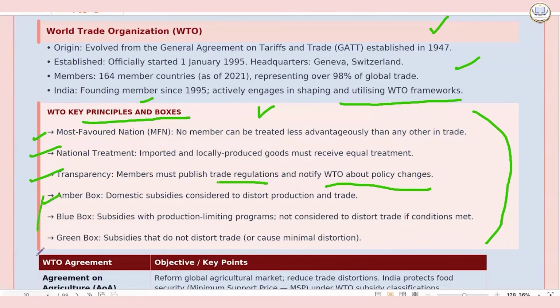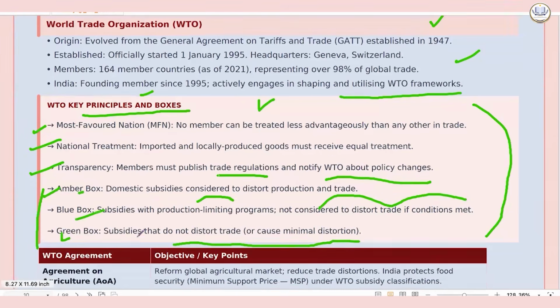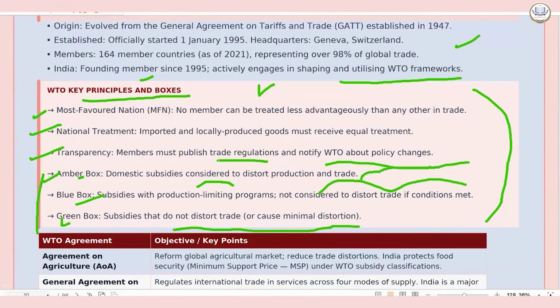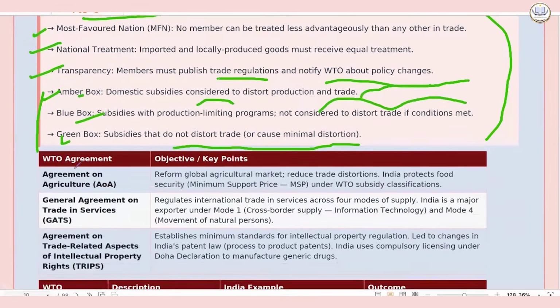Amber box, blue box, green box, because of the agriculture subsidy, and there are many tussles between the developed and developing world. Amber box is domestic subsidies considered to distort production and trade. Blue box is subsidies with production limiting programs, not considered to distort trade if conditions are met. Green box is subsidies that do not distort trade or cause minimal distortion. So amber causes the maximum distortion. Blue box, if conditions are met, is not considered to distort trade, and green does not distort trade. So what becomes the ground for tussle is amber box subsidies.